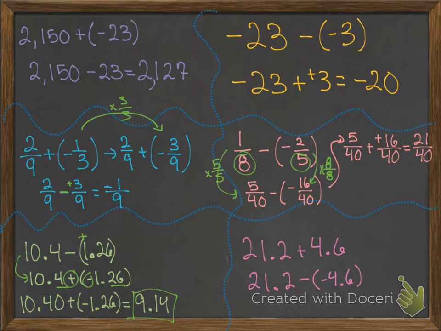I can't think of an example where you would need to do this in the real world, unless you had more problems over here and you had a positive 4.6 and then you wanted to get additive inverses, but I think we're stretching. We just need to be able to be fluent moving back and forth between the two forms. So 21.2 minus negative 4.6 gives me 25.8.